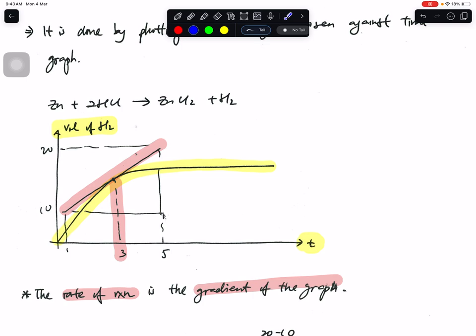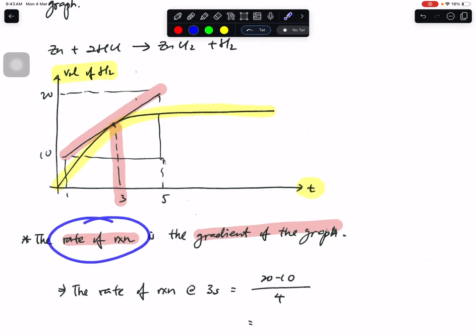Now if let's say you want to track the rate of reaction, you can follow the rate path at, let's say, 3 seconds. Then draw a tangent over here on the curve path, and then you can calculate the gradient of the graph at that point in time. And that will be your rate of reaction.